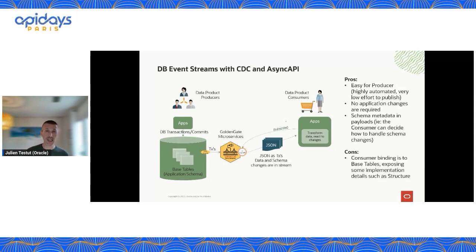There are no application changes required. And because we can publish both the DML and the DDL events and the schema of the payload, the target consumers can then decide what they want to do with the change data that GoldenGate has published. The main drawback of that approach is that, since you're getting data directly from the base table, you might expose some of your implementation details to your consumers, which, for some purists, might not be the best option.